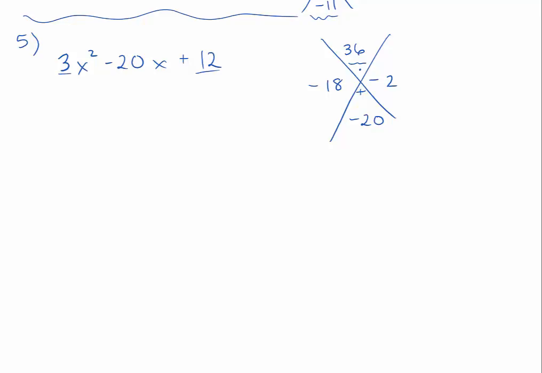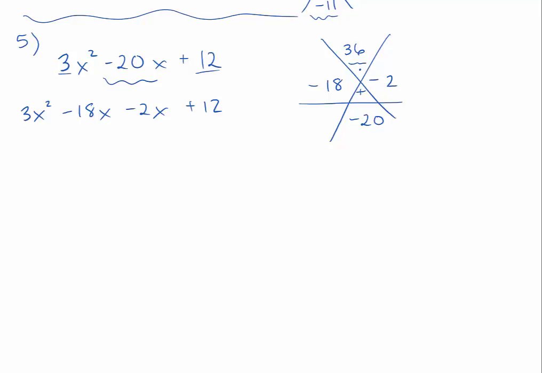I rewrite my problem as 3x squared. I rewrite that the way it is. But instead of 20x here, I'm writing it as a combination of these two right here. So I'm going to write minus 18x minus 2x and then just plus 12. And if I look at that, if I combined a minus 18x and a minus 2x, I would have minus 20x. So all I did was kind of broke up the 20x into two different things.